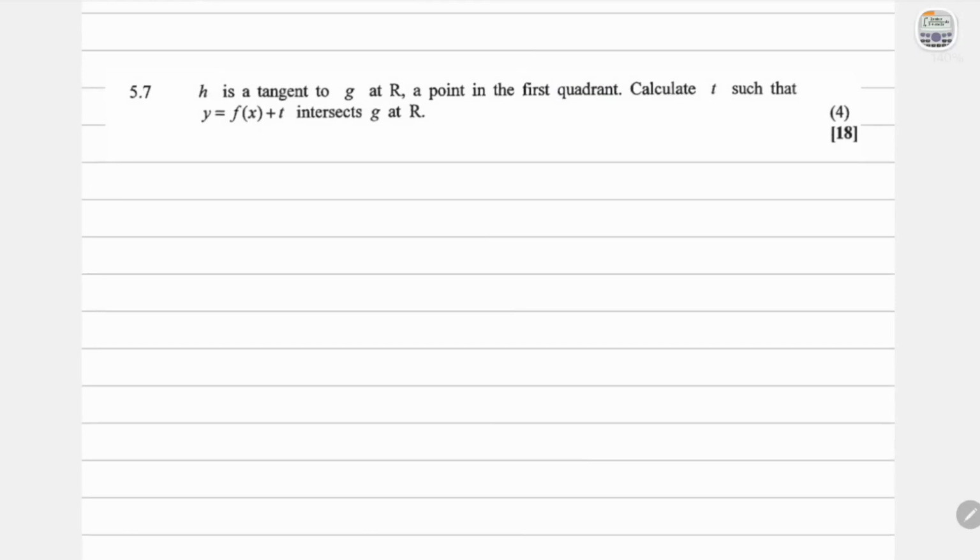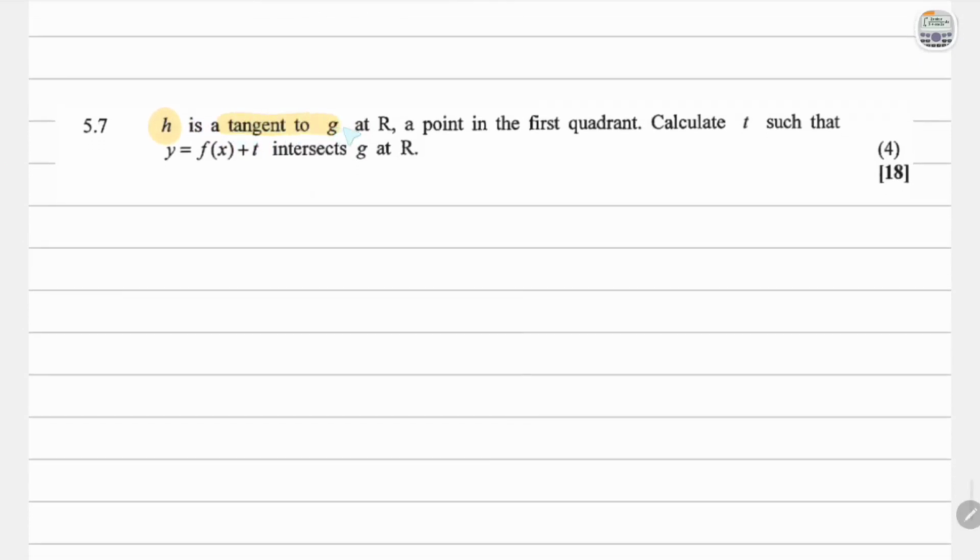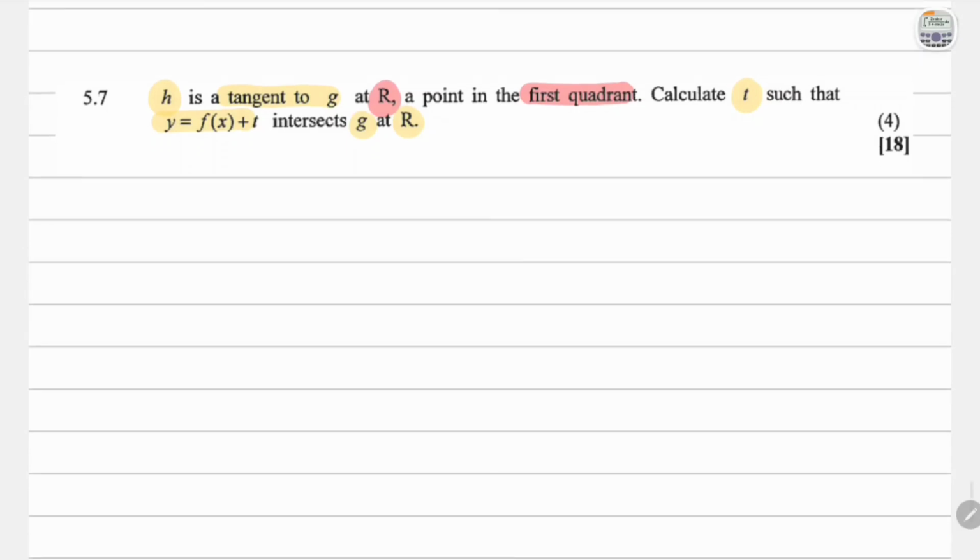Question 5.7 says, H is a tangent to G. Okay, so H, the graph we just worked on, is a tangent to G at R, at this point R, a point in the first quadrant. Then they tell us to calculate T such that this equation, this line, y equals f of x, okay, so it's a parabola, intersects with G at R. So H is a tangent to G at R, a point in the first quadrant. Calculate T such that y equals f of x plus T intersects G at R. So at the end of the day, they are all intersecting at R.